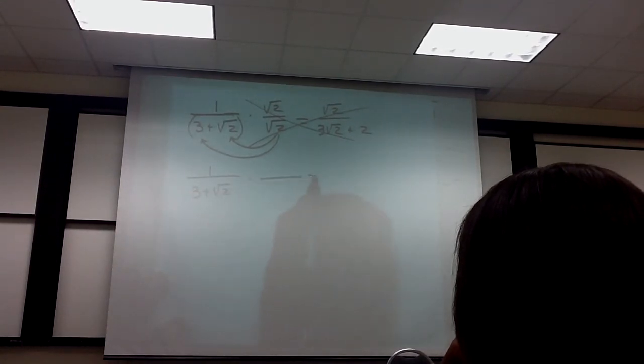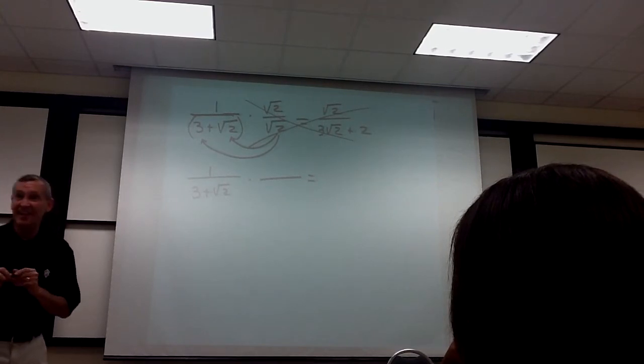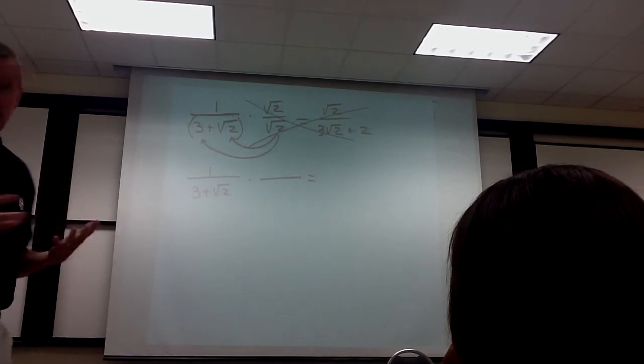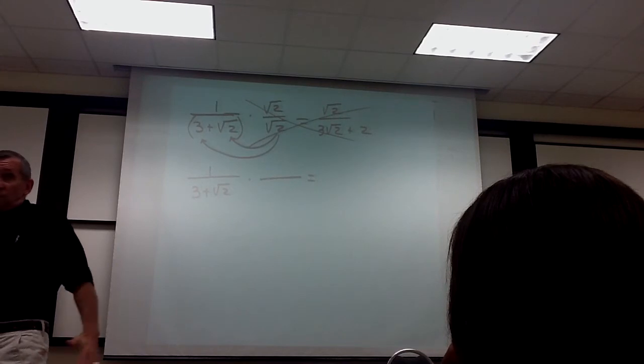I am going to multiply top and bottom by the same thing. Anybody know what the same thing is going to be? All of it: 3 plus the square root of 2. Multiply by 3 plus the square root of 2. How many would go for multiply by 3 plus the square root of 2?